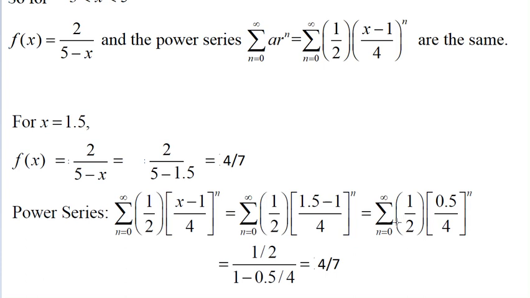So now a will be 1/2. R is 0.5 divided by 4. And this simplifies to 4/7. So we have 4/7 and 4/7. So this power series right here is a power series representation for this function.